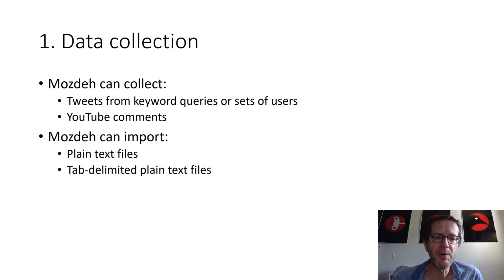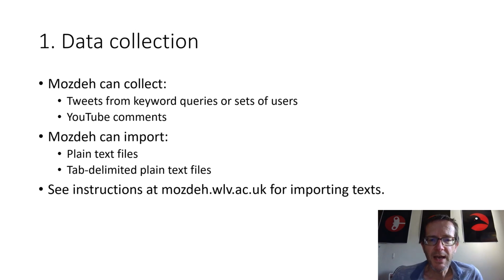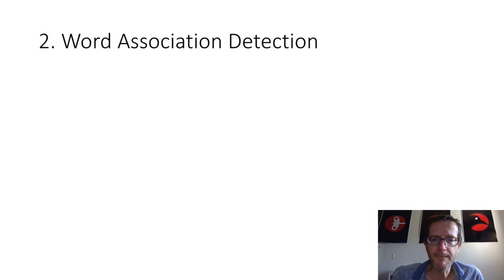And Mojday can import text that you already have if they're either in plain text format or tab delimited plain text format. So if you can get it into Excel, you could save it as a tab delimited plain text format, and then Mojday can read it in. And on the Mojday website, it gives instructions for importing text. Okay, so word association detection.